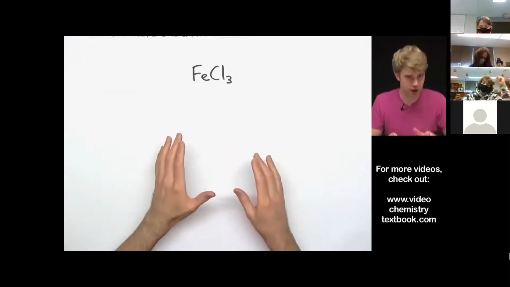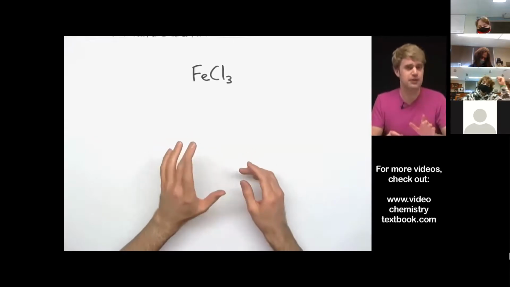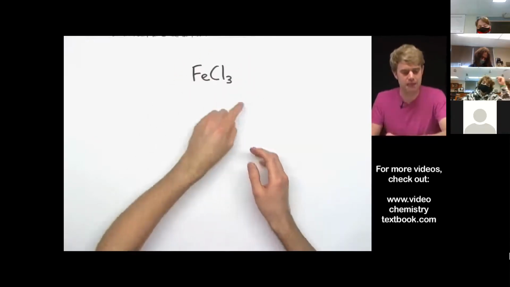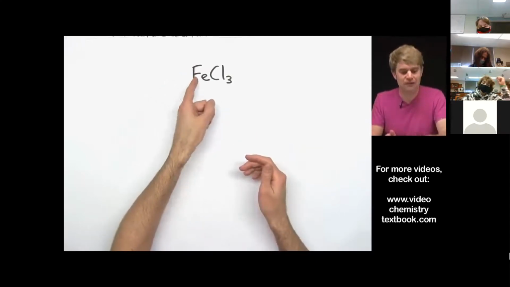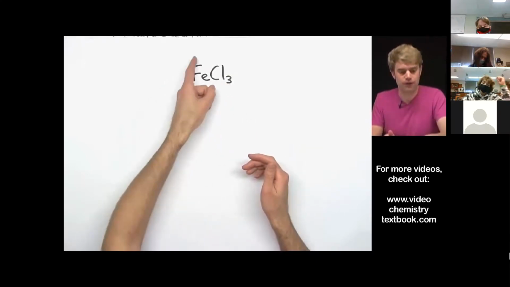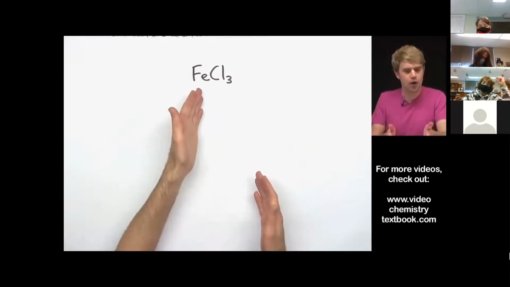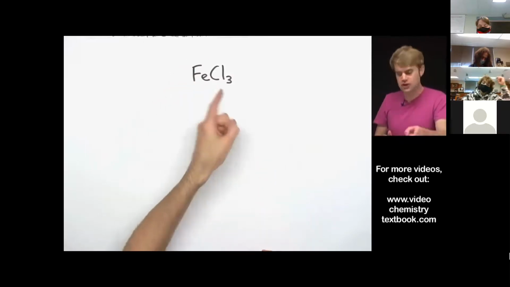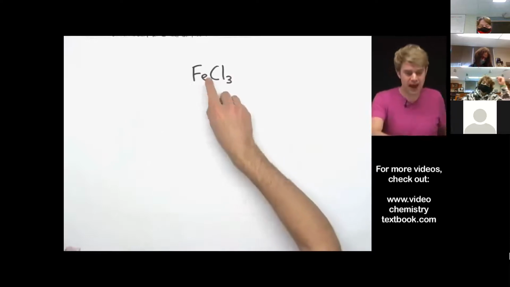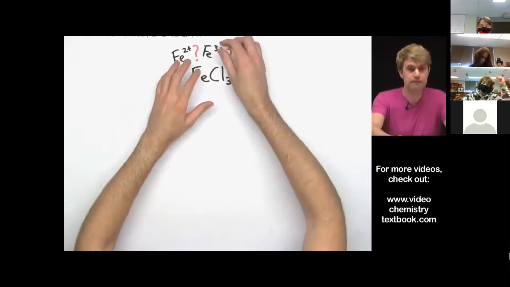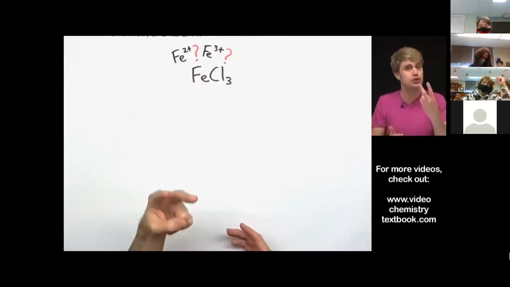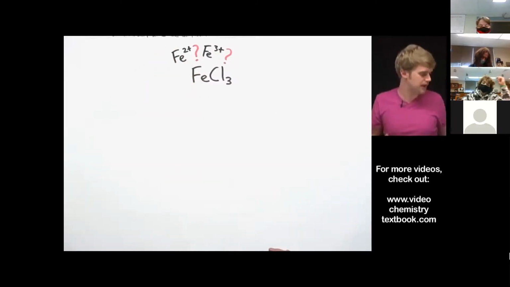So these different charges on transition metals really come into play when we want to name a compound that contains a transition metal. So here we have FeCl3, and for the Fe, the iron, we can't tell right away, just by looking at this, whether the Fe is Fe2+ or whether it's Fe3+, right? We have these two different types of ions that Fe can make.